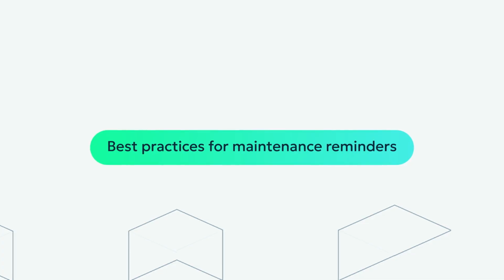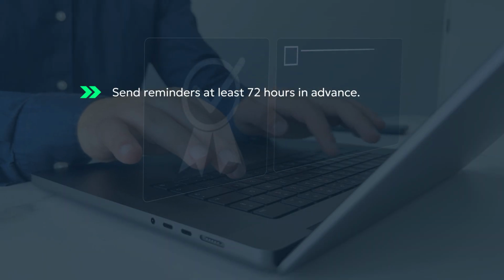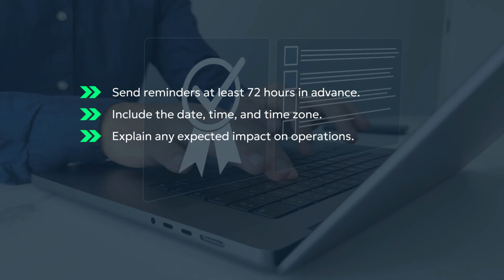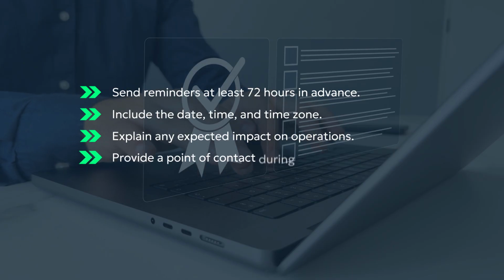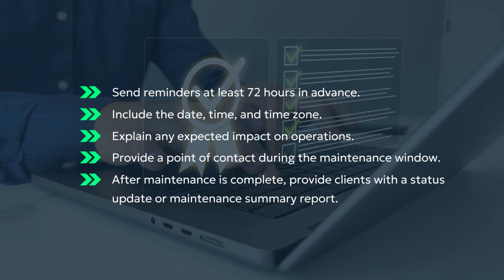Best practices for maintenance reminders. Send reminders at least 72 hours in advance. Include the date, time, and time zone. Explain any expected impact on operations. Provide a point of contact during the maintenance window. After maintenance is complete, provide clients with a status update or maintenance summary report.